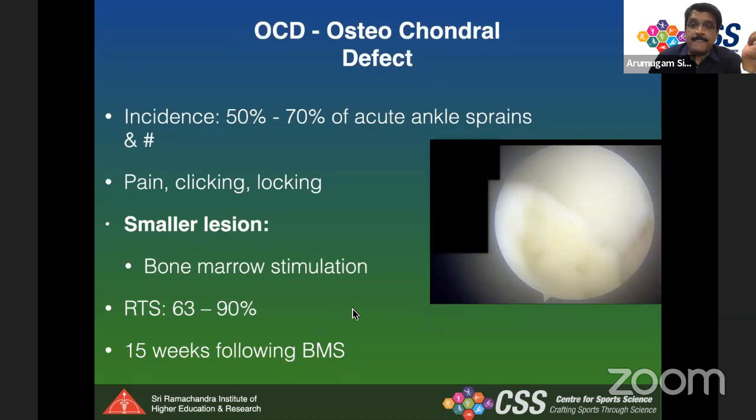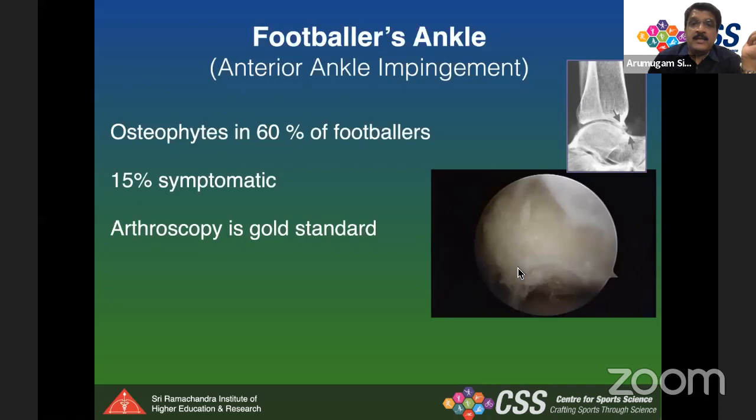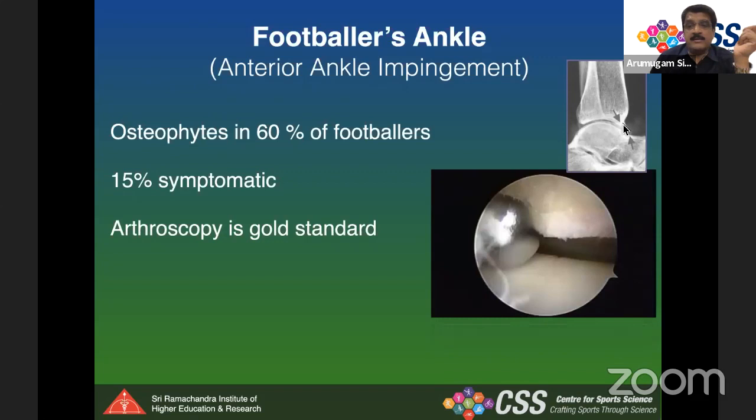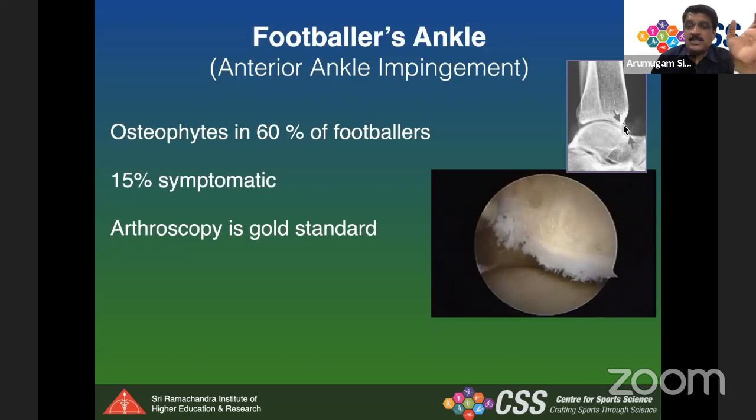Right? Then anterior ankle impingement, otherwise called footballer's ankle, with osteophytes in the anterior part of the ankle joint. 60% have osteophytes, but only 15% are symptomatic. Arthroscopy is the gold standard. You go in and just shave the osteophyte, with very good results.